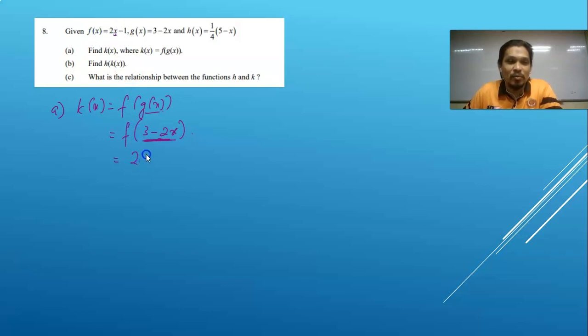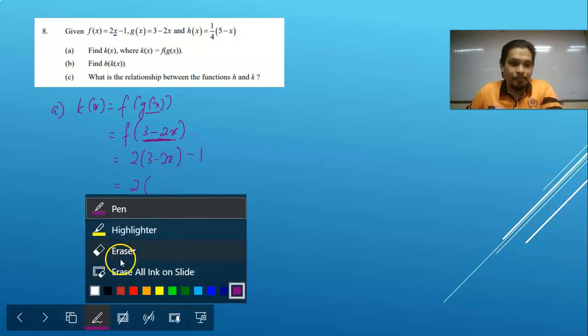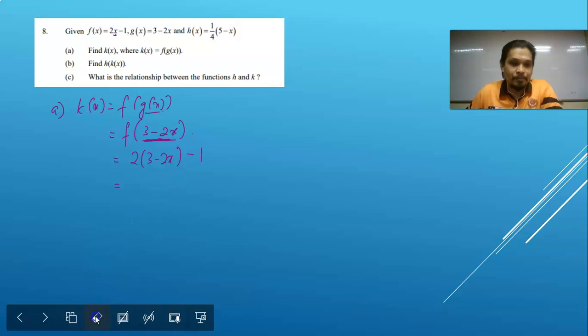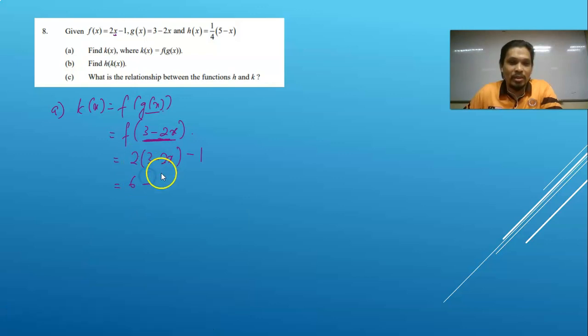So, the function f(x) is 2x minus 1. Just imagine that we make a space for x here, 2x minus 1. So then, this is 3 minus 2x. So 2 times 3 equal to 6, 2 times -2x, minus 4x, minus 1. So then negative 4x, 6 minus 1 equal to 5.